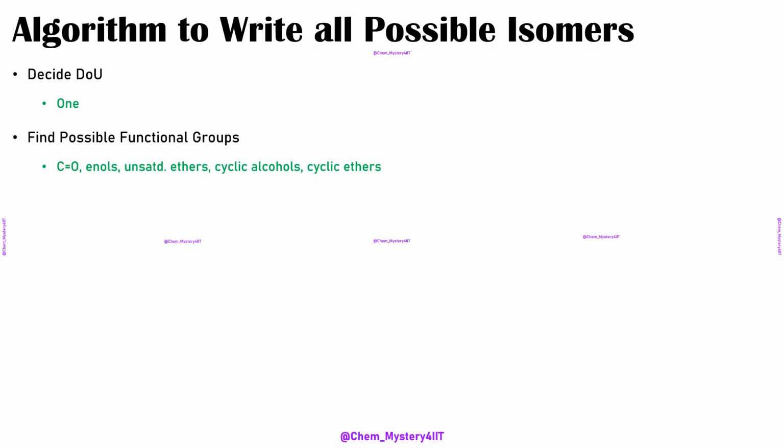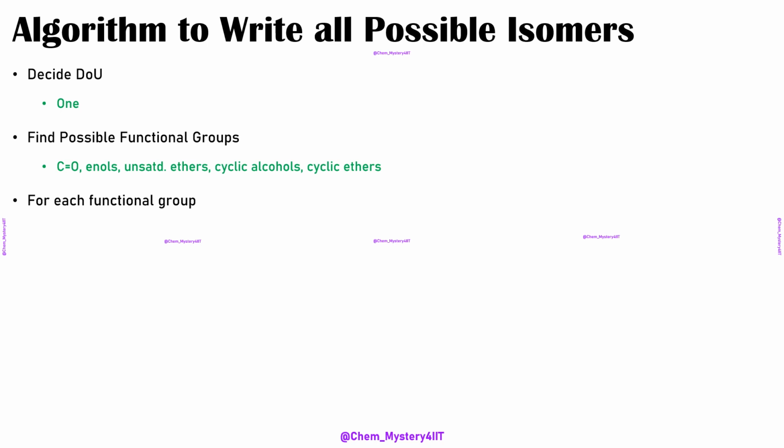In the question, we have been asked about the first possibility, that is carbonyl compounds. We have been asked about enols, and about the cyclic ethers. We will not be counting the cyclic alcohols, but we are counting the unsaturated alcohols, which are enols basically. We'll see how we go ahead one by one.